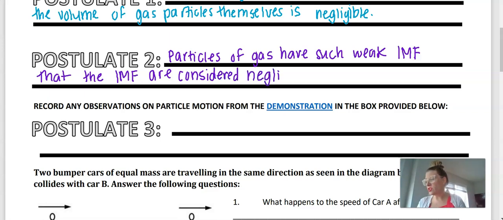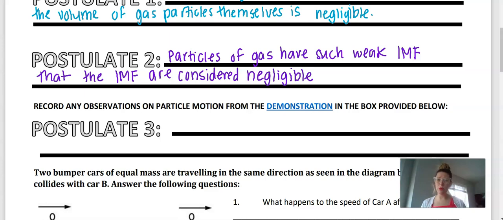Essentially, we did talk about this a little bit in class: particles that don't have dipole attractions or hydrogen bonding still experience some London dispersion forces. However, what this postulate is stating is that any London dispersion forces felt by gases are so minimal that we are basically going to say they don't have any attractive forces. If gases had attractive forces, they wouldn't be gases. So gases have such weak intermolecular forces of attraction that they are considered negligible. There is no force of attraction. That one is kind of easy to understand, I think.